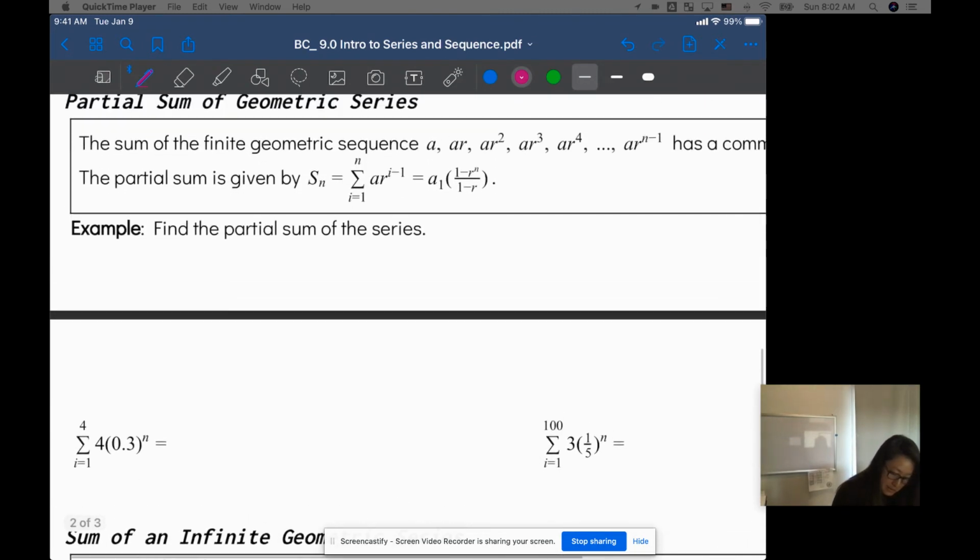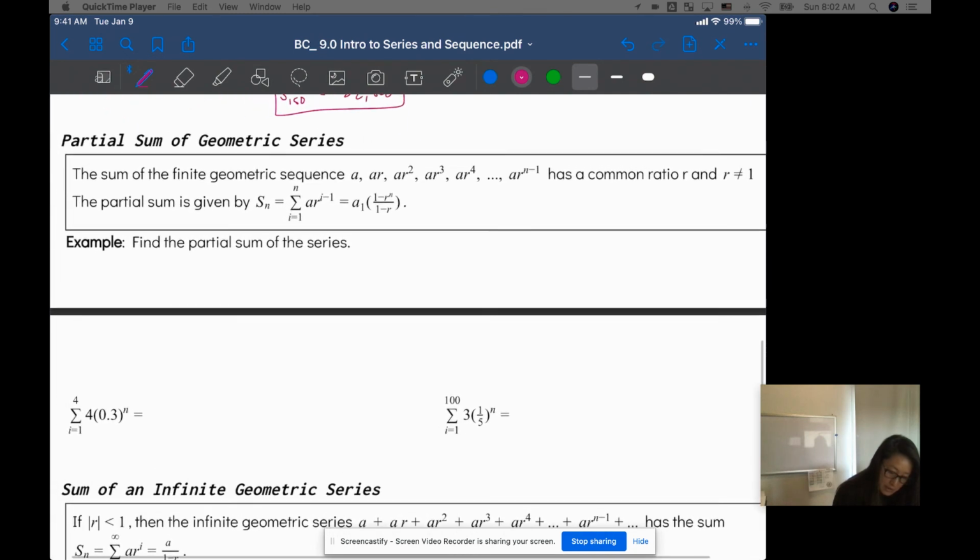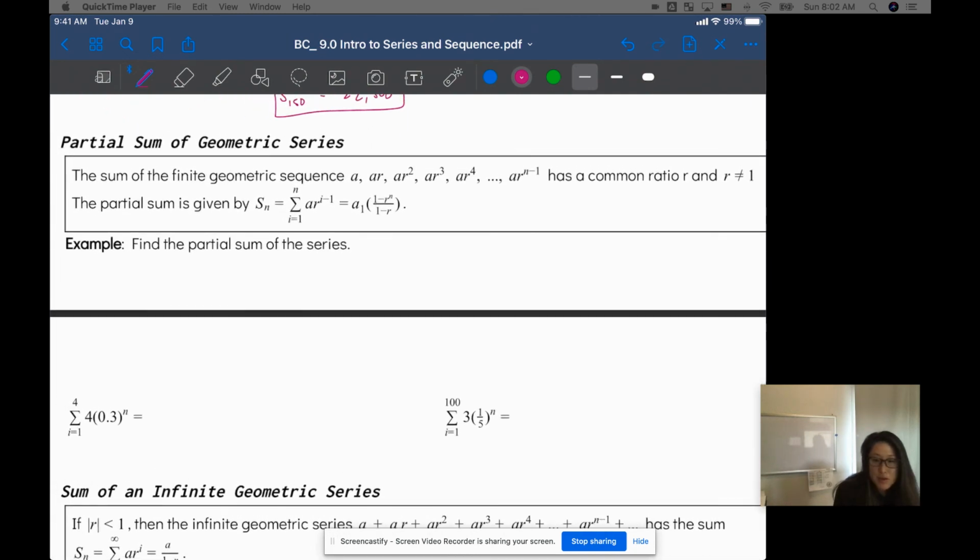All right, up next is a partial sum of a geometric series. Same idea with geometric series, we have a shortcut. When you recognize that your rule is a times r to the i, or a times r to the i minus 1 if you're starting with 1, then we can get a partial sum by using the formula a sub 1, or just a, times 1 minus r to the n over 1 minus r.